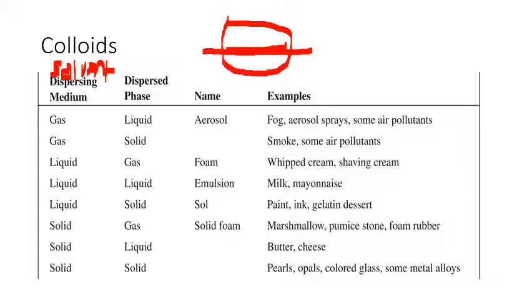You can also have solids dissolved in liquids, and that's what paints are, that's what inks are, that's what jellos are. You take a solid, dissolve it in a liquid solvent, and then you have a liquid with a solid in it.